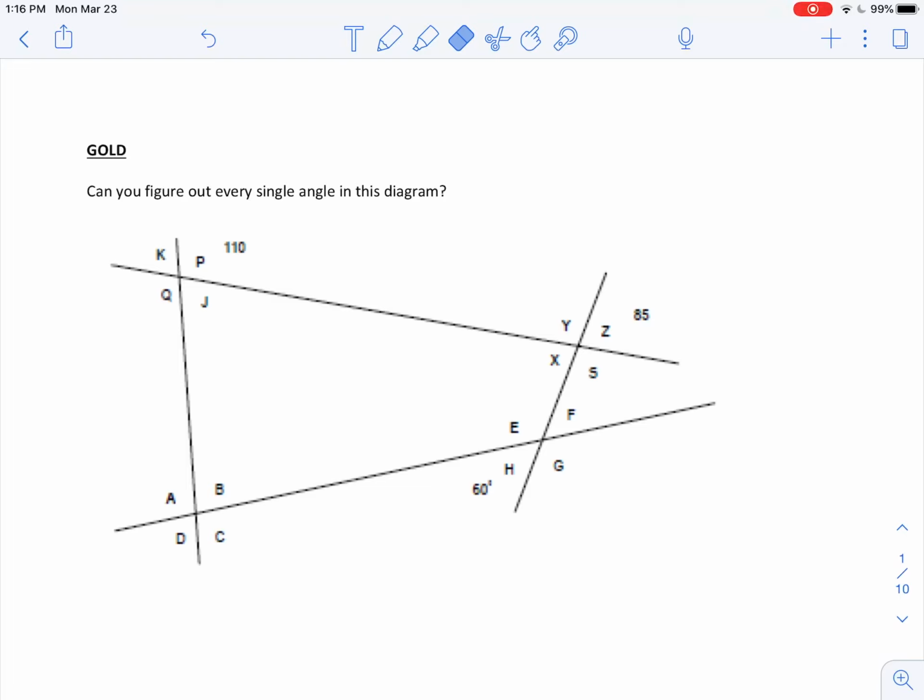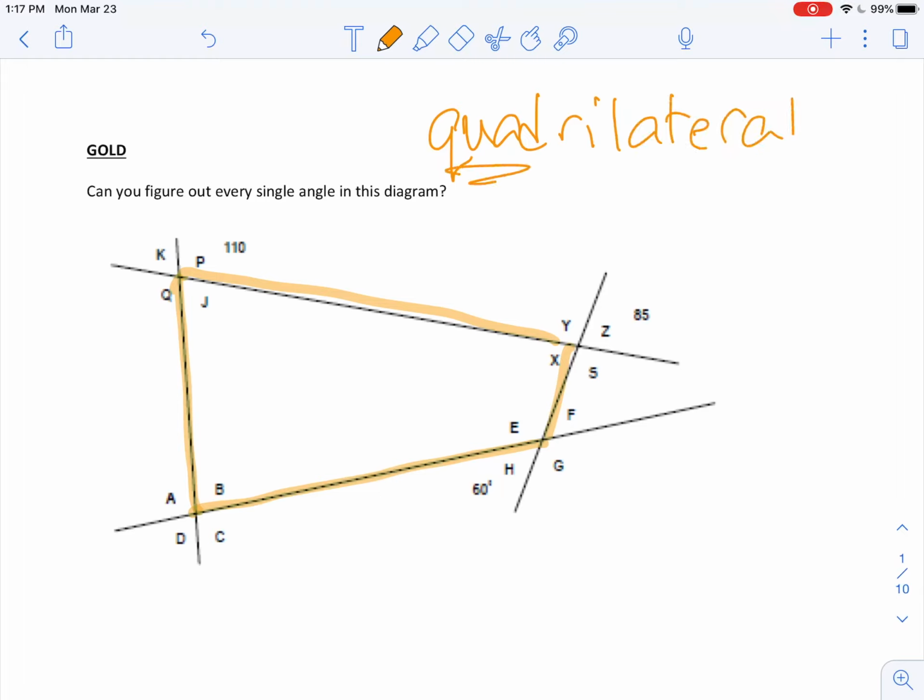All right, before you actually correct your work, let's talk about the gold problem on page 25. I gave you a little hint. I told you that you needed to focus on this figure right here. I told you to think about that figure. That figure has four sides, so it's called a quadrilateral. That means it has four sides.